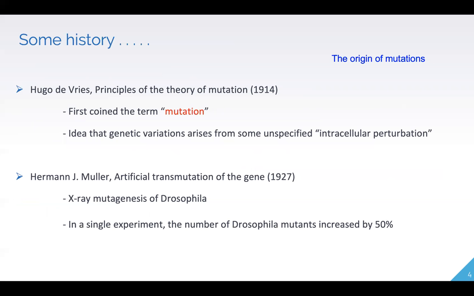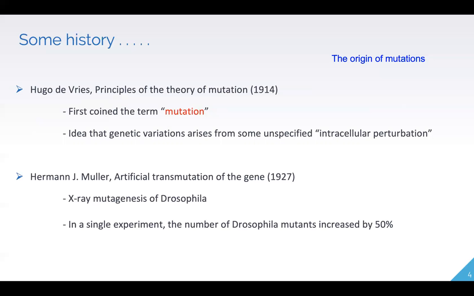I think that discussing some historical background is always an informative way to begin a topic. And so I'll begin with the discovery of mutation, the term that was first coined in 1914, over 100 years ago now, by Hugo de Vries and his theory of mutations, where basically he proposed the idea that genetic variation arises from unspecified intracellular perturbation. This is the first time the term mutation was put forward.